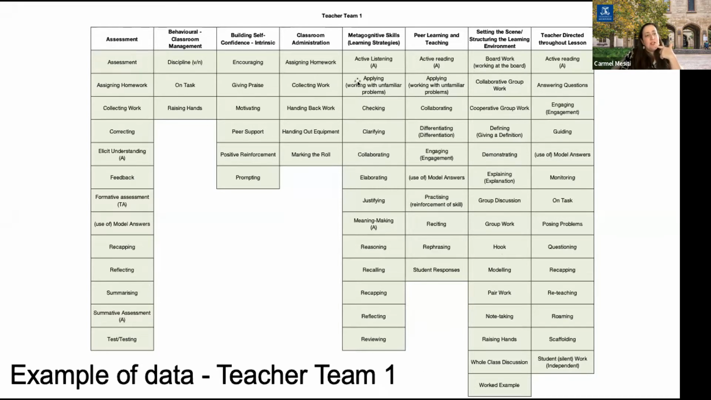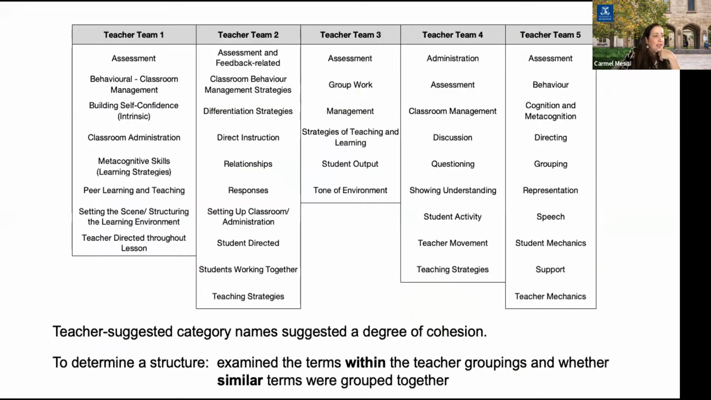And they would arrange the terms in groups and basically give the groups a name. And what you have here is teacher suggested category names across 5 teacher teams. There's some suggestion or some degree of cohesion, for example, certainly with assessment, with behaviour, with management. And what I then was more interested in is not so much how they named the group, but which terms they put together.